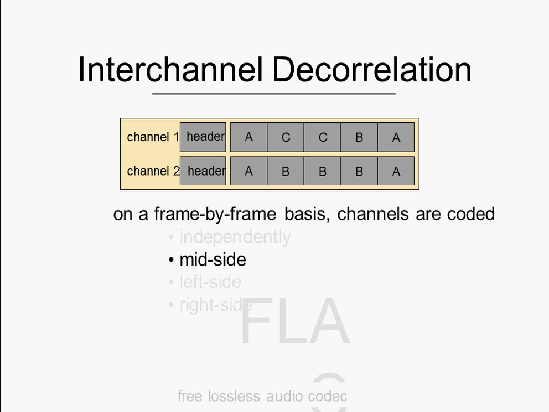Now independent, the left and right channels are coded independently. The mid side channels are coded as mid and side, means the left and right channel are transformed into mid and side channel. The mid channel is the midpoint of the left and right signal and side is the difference signal. Third one is the channels are coded as left side. The left channel and side channel are coded. In the right side, the right channel and side channel are coded.